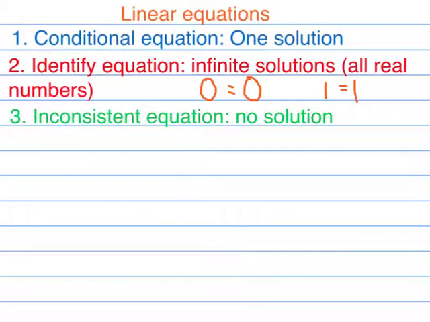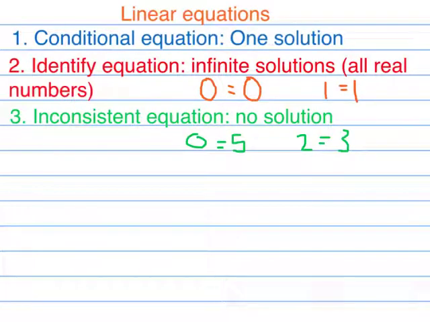Okay. And the third equation that you have is an inconsistent equation, and this is where you have no solution. When you go to solve an inconsistent equation, you'll end up with something either like 0 equals 5, or 2 equals 3. Okay?